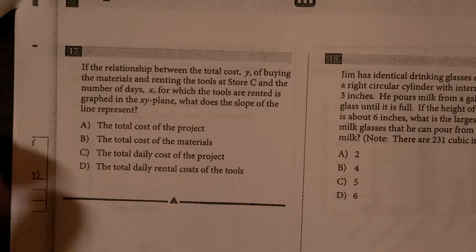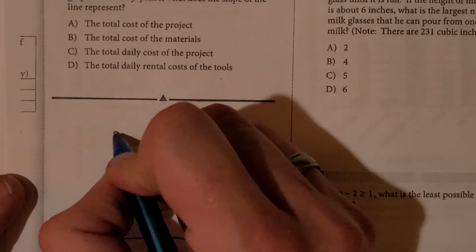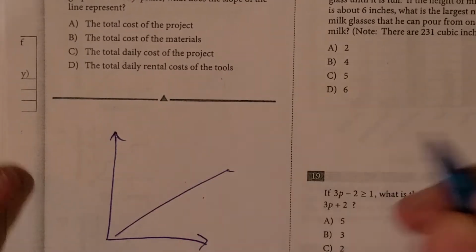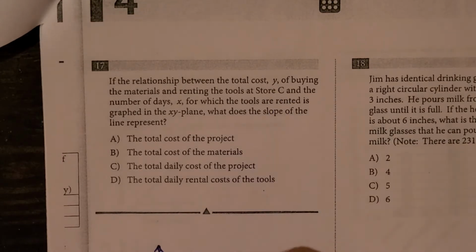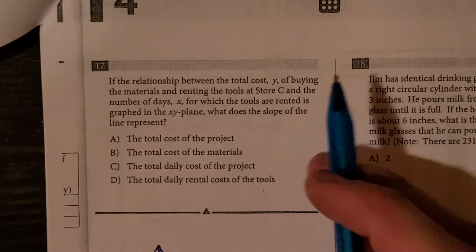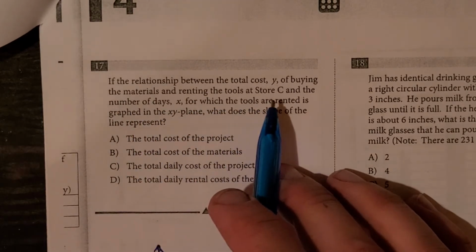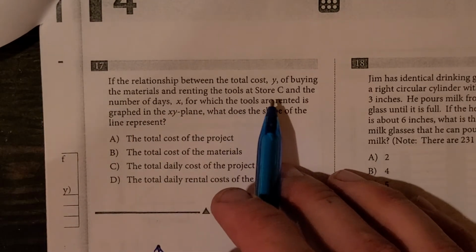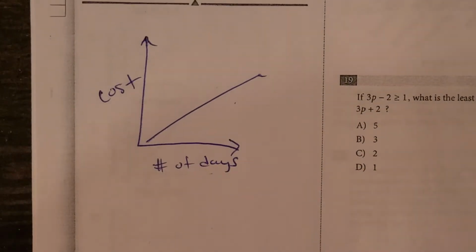Okay, wow. Graph, just for fun. Got a line, okay? The relationship between cost of buying materials and renting the tools at store C, and then the number of days. Sorry, you can't see that. Here. Okay, so I've got a line.